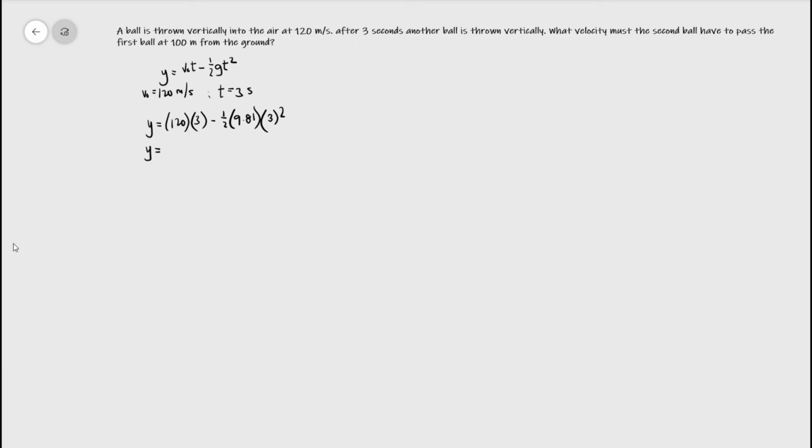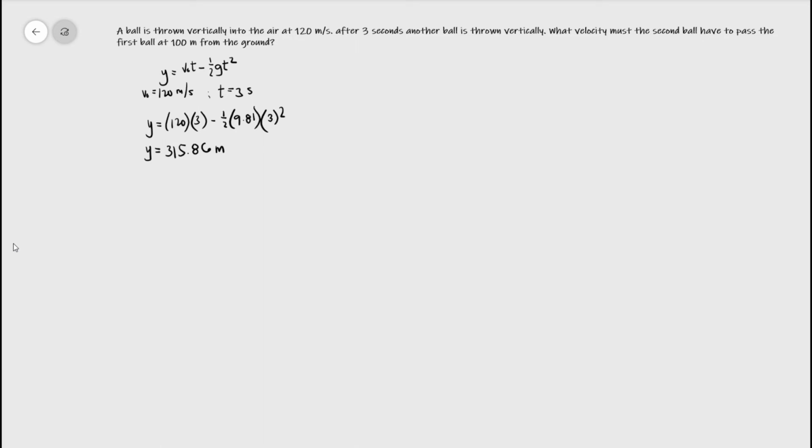for the height of ball 1 after 3 seconds, the value of y is equal to 315.86 meters. From here, we can see that after 3 seconds, the height of ball 1 is greater than 100 meters. Therefore, we can conclude that at the time the two balls meet, the first ball is traveling downward and the second ball is traveling upward.